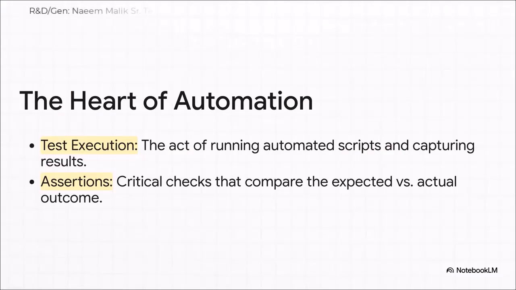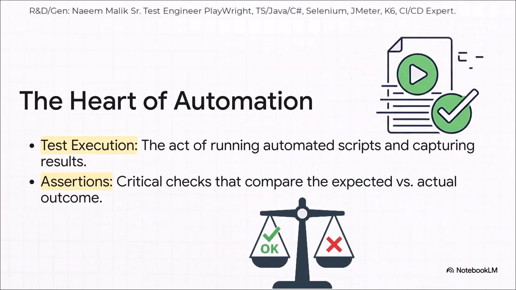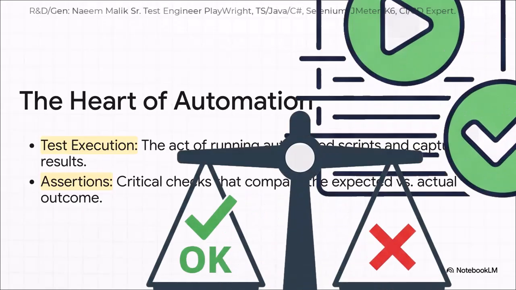At the heart of that whole engine, you really have two things going on. Test execution is just what it sounds like, running the scripts. But the real brain of the operation, that's the assertions. These are the heartbeats of your automation. Each assertion is a tiny moment of truth that asks, did we get what we expected? It's a simple yes or no, pass or fail.